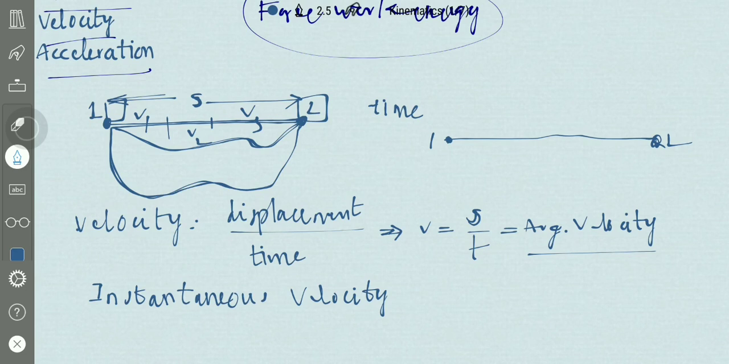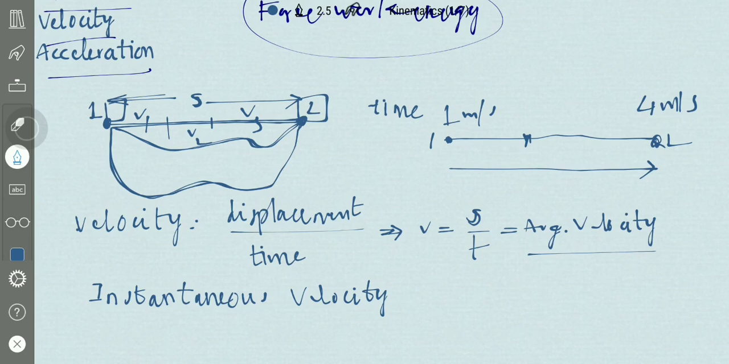So slowly, first let us say it starts with a velocity of 1 meter per second, and on reaching, let us say, 4 meter per second. So as the distance is increasing and the time is increasing, the velocity is increasing. If we consider a particular point and we need to find the velocity, that is called instantaneous velocity.